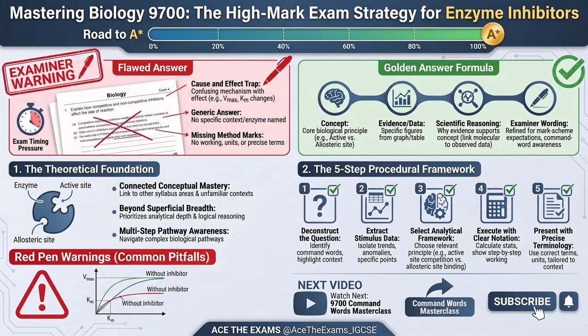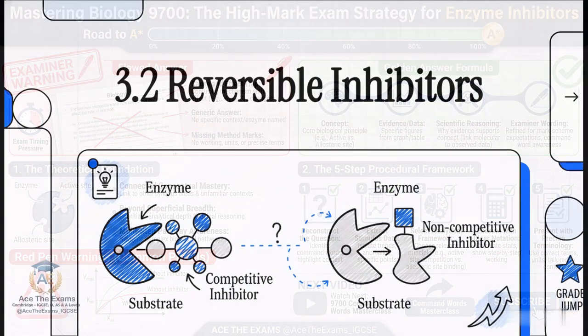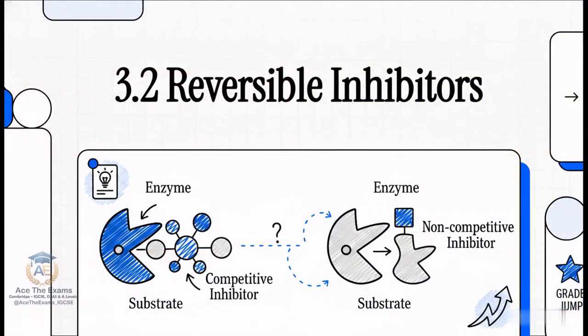You know the difference between scraping a B and actually locking in that A star in your biology 9700 exam? It doesn't just come down to how many flashcards you've crammed into your head. No, it usually boils down to one very specific thing: how fluently you understand topic 3.2, competitive and non-competitive reversible inhibitors. If you've been putting in the hours, but your grades just aren't shifting, well, you're absolutely in the right place. In this explainer, we're going to expose exactly what those Cambridge examiners are hunting for and give you the literal blueprint to bridge that grade gap.